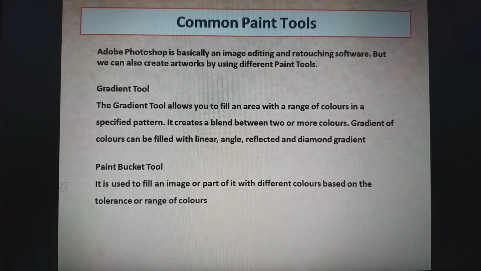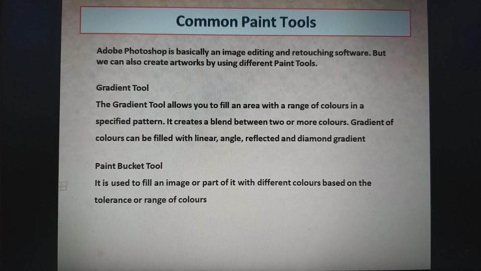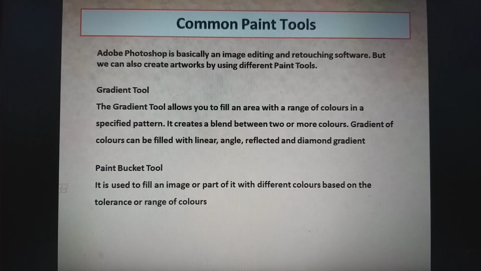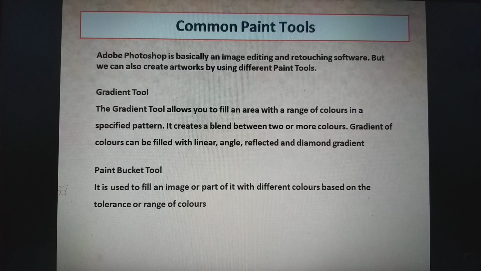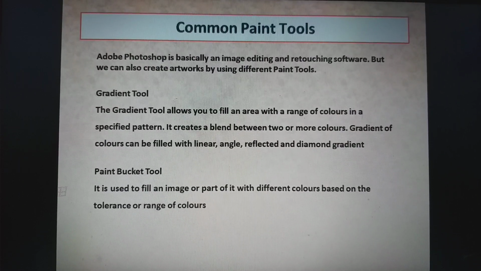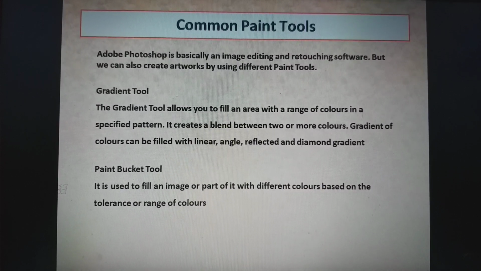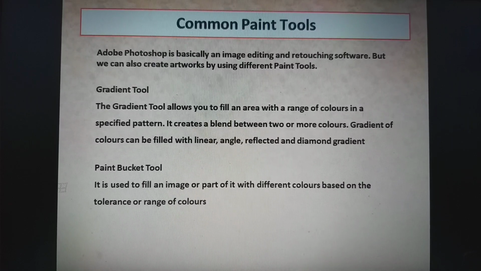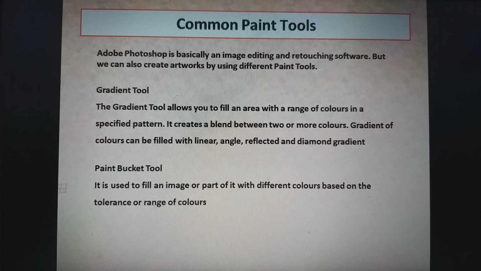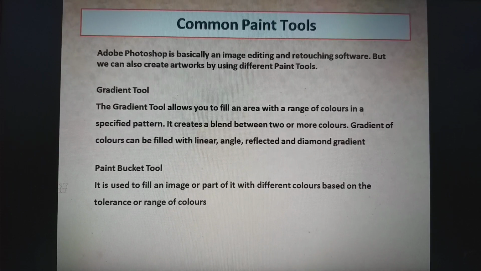Gradient tool. The gradient tool allows you to fill an area with a range of colors in a specified pattern. It creates a blend between two or more colors. Gradient of colors can be filled with linear, angle, reflected and diamond gradient. Now see Paint Bucket tool. It is used to fill an image or part of it with different colors based on the tolerance or range of colors. Now we will solve problems from this chapter.